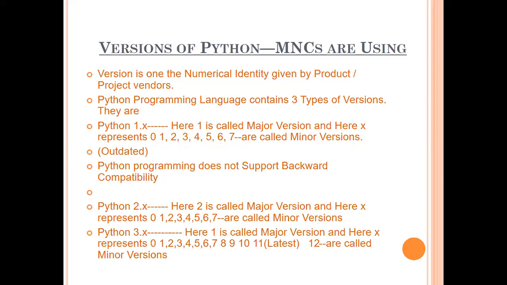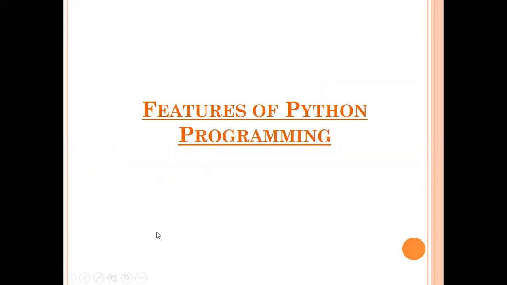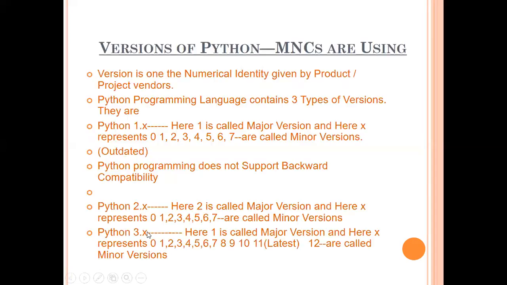Okay. Now, Python 2.x, in which 2 is the major version and x represents the minor version. Same like this, we have Python 3.x. Here, 3 is the major version. Sorry, I wrote it wrong. Here, 3 is the major version, and x represents the minor version. So we have 1, 2, 3, 4, 5, 6, 7, 8, 9, 11, 12. So they are the minor versions.